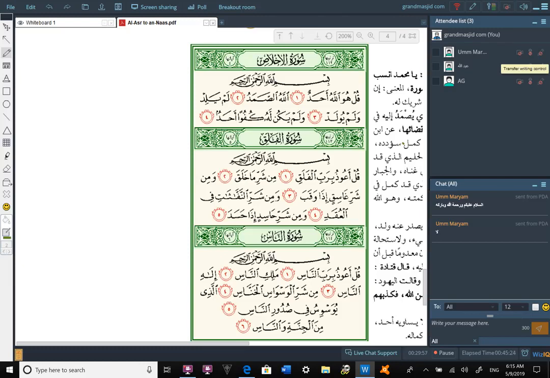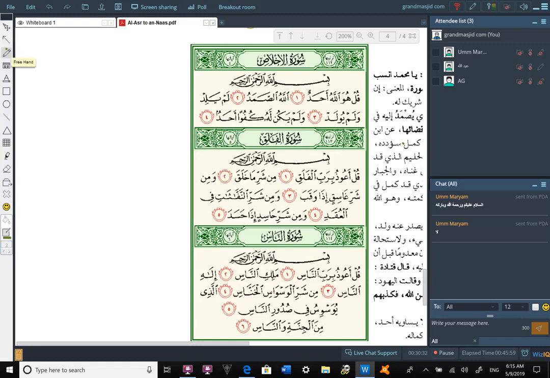Surah An-Nas. Right? An-Nas, meaning mankind. The root of An-Nas is Alif, Nun, Sin. Right? Ins. Nas. The people, the mankind. The surah of An-Nas, the people or mankind. He says, Bismillahir Rahmanir Rahim, which we've been through.